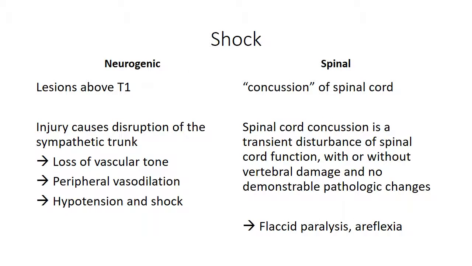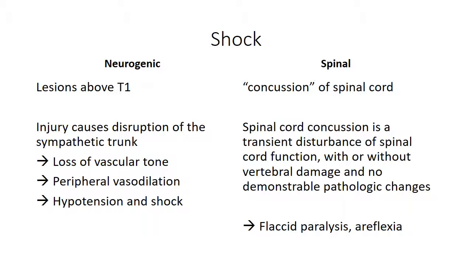Shock is another topic that people get a little bit confused about. There are 2 types of shock really. Neurogenic shock, which is the classic type of shock that you would have talked about in your cardiovascular module, and then spinal shock, which isn't strictly a type of shock, but I'll talk about that in a second. Neurogenic shock is usually lesions above T1, and that kind of injury causes disruption of the sympathetic trunk. When that happens, it leads to a loss of vascular tone and peripheral vasodilation, which leads to your hypotension and your shock symptoms.